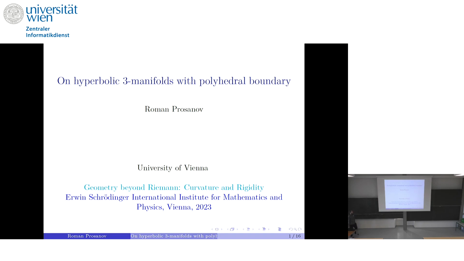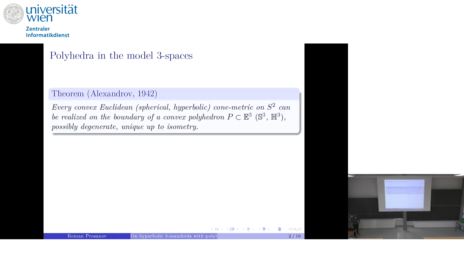I will be speaking about hyperbolic three-manifolds with polyhedral boundary. So I start from the motivational part behind my research. The main source of motivation is the following classical theorem of Alexandrov, which completely describes the intrinsic geometry of the boundary of convex polyhedra in the three-dimensional Euclidean space, and furthermore, in all Riemannian spaces of constant curvature.